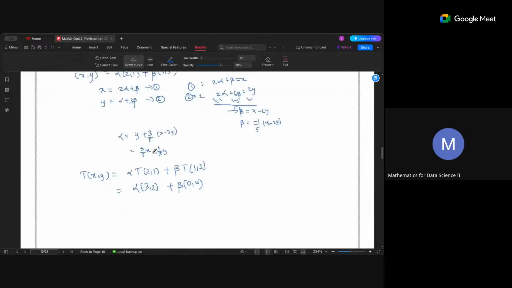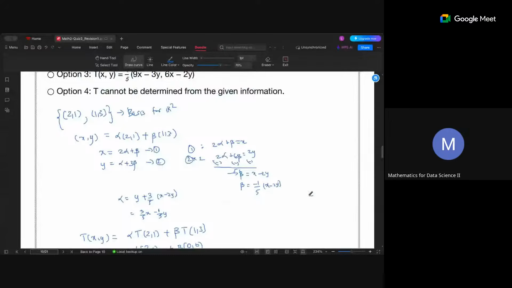So here, your alpha is 3 by 5 x minus 1 by 5 y, times (3, 2). When you multiply, let's put 1 by 5 outside. So you will have (9x minus 3y, 6x minus 2y). Does it match with any of your options? Yeah, option 3.